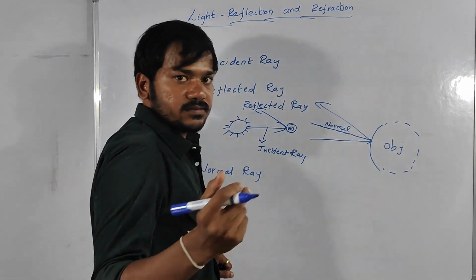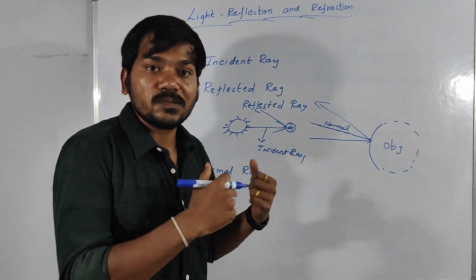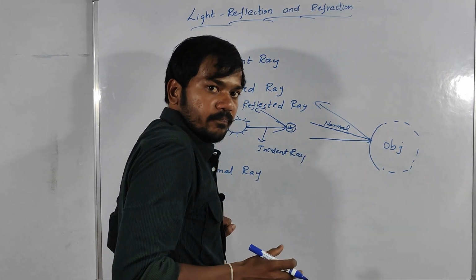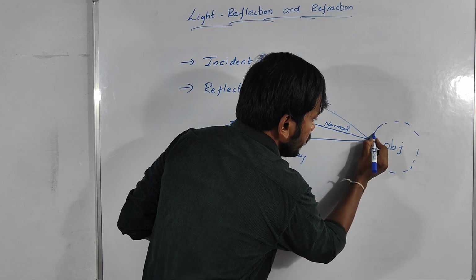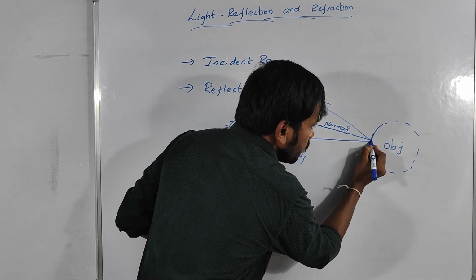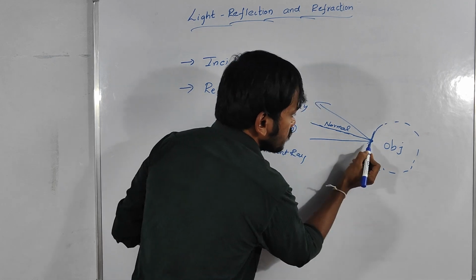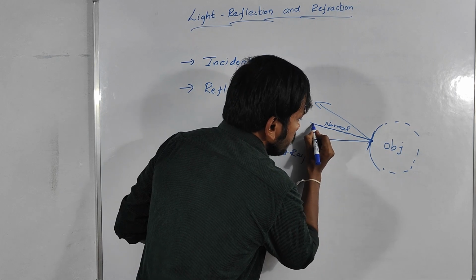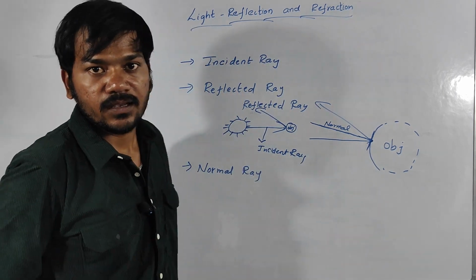You might have studied in your mathematics what is normal, what is orthogonal, what is perpendicular. The same applies here: normal is a perpendicular. For example, if you consider a plane at the point of incidence, and at that point of incidence we draw a perpendicular to this plane, that is said to be a normal ray.